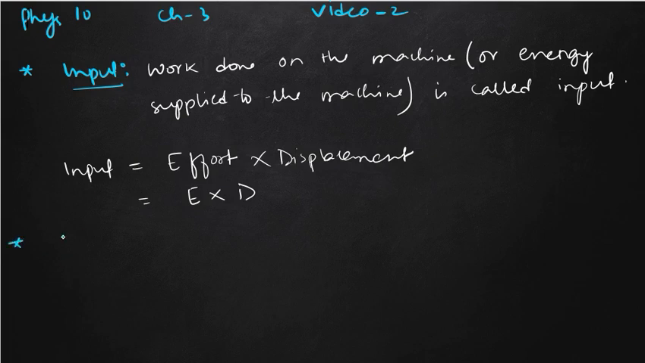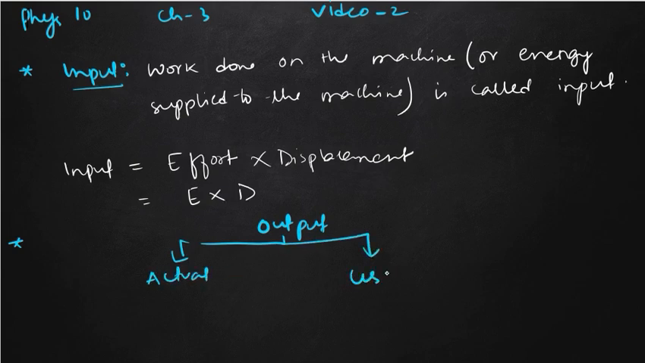The second one is our output. We have given the energy to the machine, and now that energy will be converted to do useful work. Under output we have two kinds of output, that is our actual output and our useful output. We have to know both.